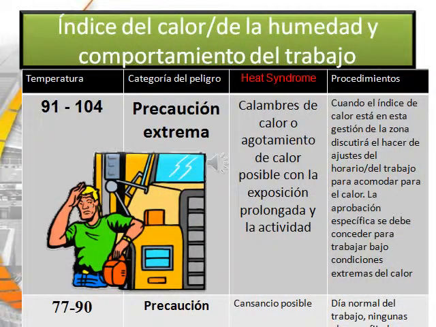When temperatures between 91 degrees and 104 exist, extreme caution should be the rule. Heat cramps and heat exhaustion are possible with prolonged activities. When the heat index is in this zone, management should discuss making a schedule adjustment to accommodate for the heat. Specific approval must be granted for working under these types of extreme work conditions. During temperatures of 77 to 90 degrees, caution only should be the rule and fatigue is possible. A normal workday can be conducted.